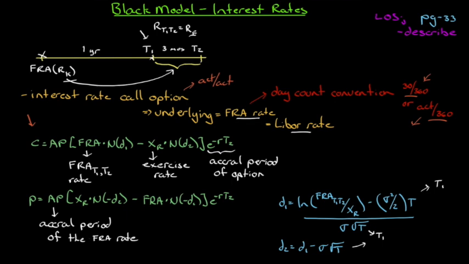So let's begin. Here's the call, here's the put, and here's the formula that we've been used to so far. All we're going to do is substitute something different in here. This is the FRA rate. It's not the FRA.